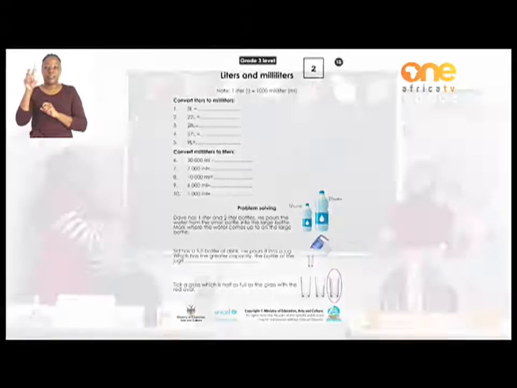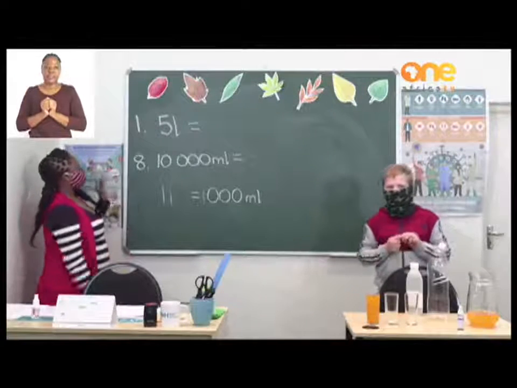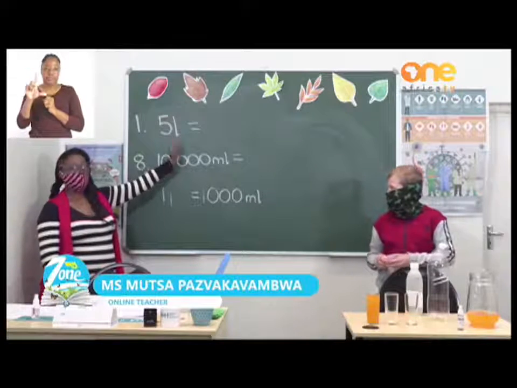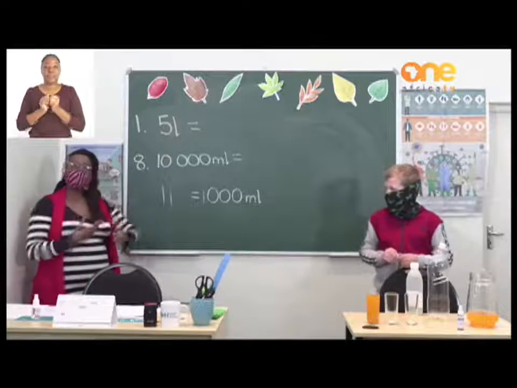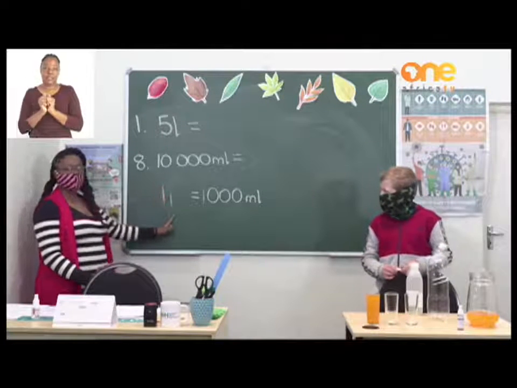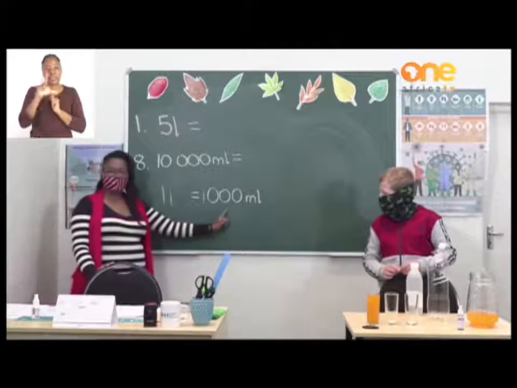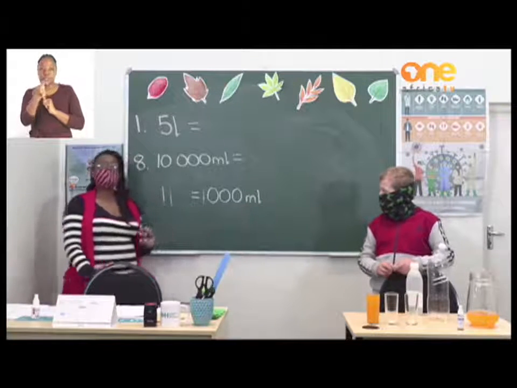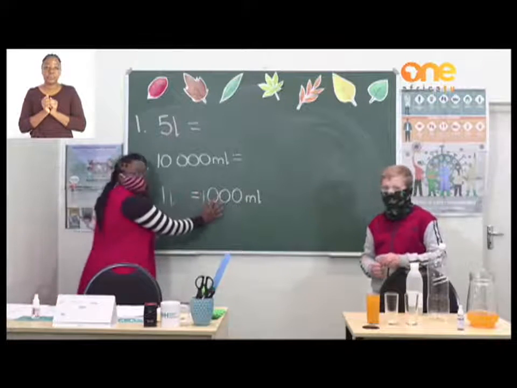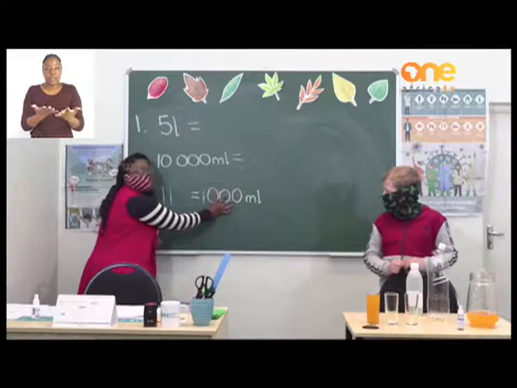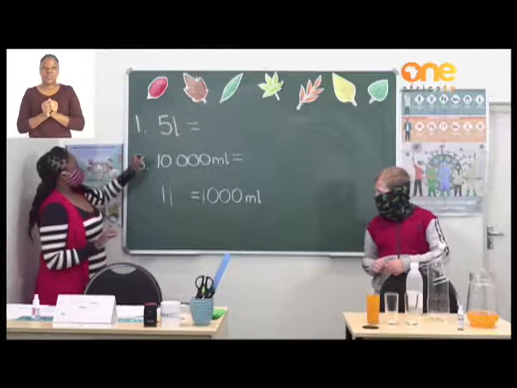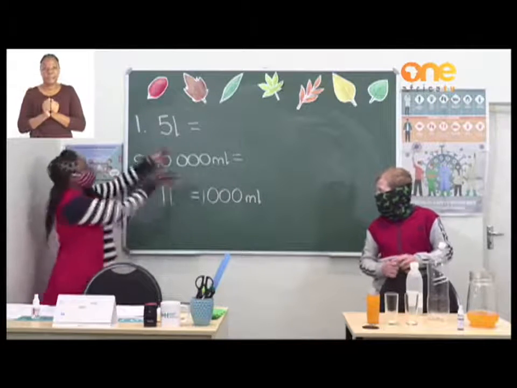Let's take a look at the board. On the board, we have number one. Number one says 5 liters. And we are going to change or to convert it to milliliters. Now remember, 1 liter is equal to 1,000 milliliters. So for me to change 1 liter into 1,000 milliliters, I have to add 3 zeros. 1, 2, 3. And it becomes milliliters. Let's take that same concept and put it here.